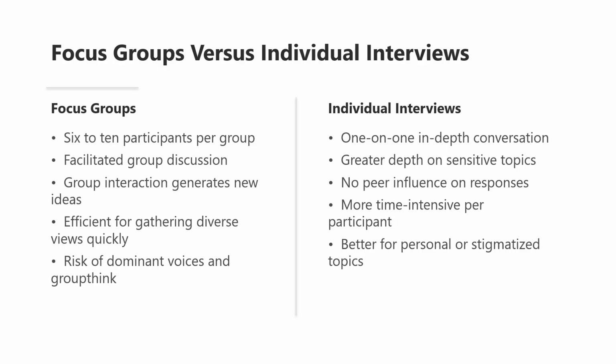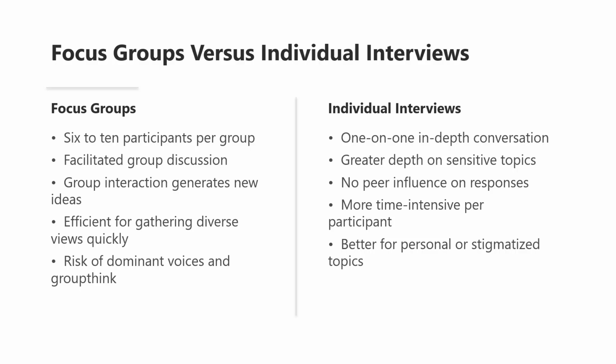Some participants may dominate the discussion while quieter individuals remain silent. Groupthink can occur when participants conform to what they perceive as the majority opinion rather than sharing their honest views. And certain sensitive topics, such as substance abuse, sexual health, or mental health, may be too personal for participants to discuss openly in a group setting.